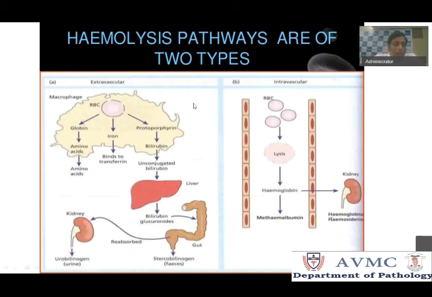The other way of classifying is where the hemolysis happens. Here we are not worried about where the defect is; we are worried about where the lysis is happening. Whether it's happening inside the blood vessel, which we call intravascular hemolysis, or in the reticuloendothelial system. What is the reticuloendothelial system? It is basically composed of the liver and spleen. If the lysis is happening there, we call it extravascular hemolytic anemia.